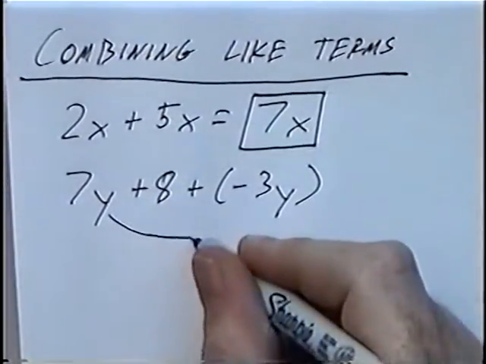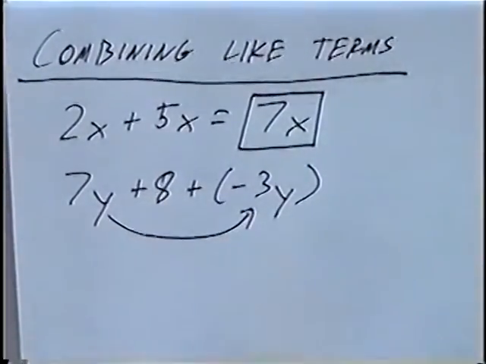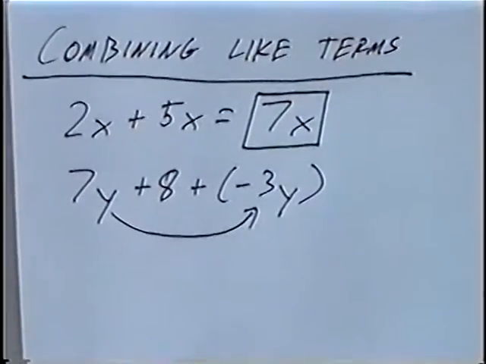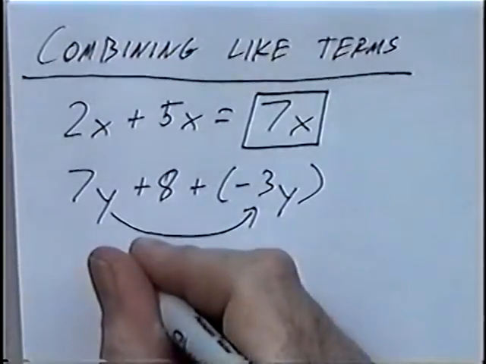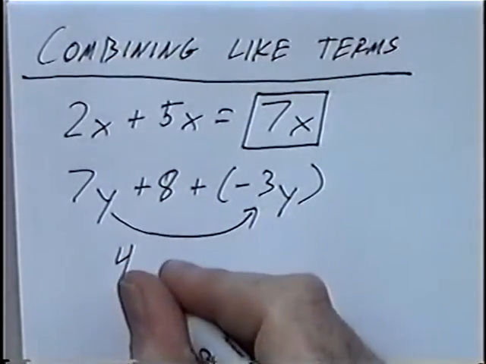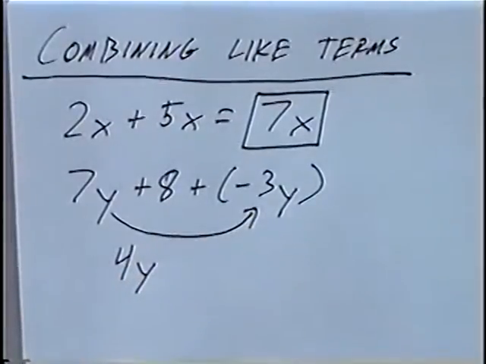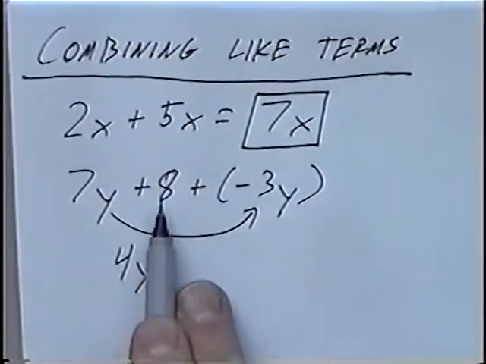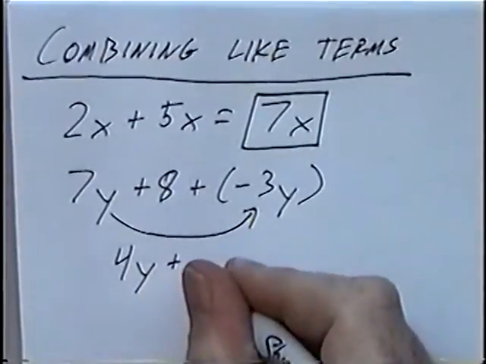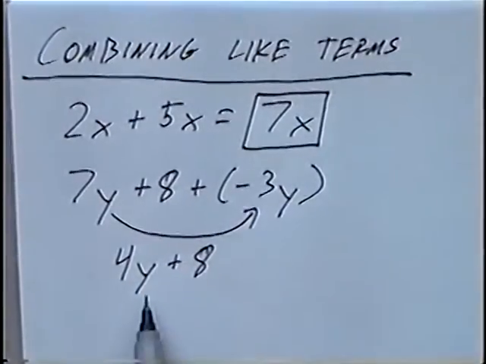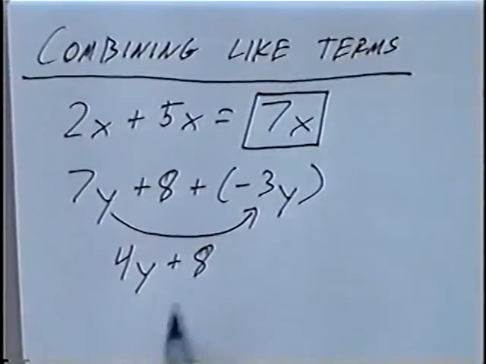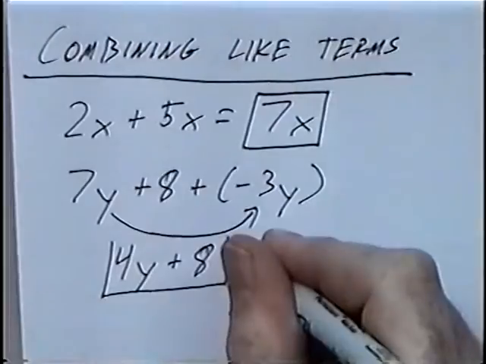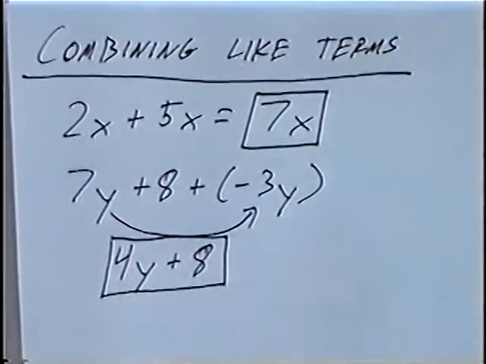We have 7y and a negative 3y. When we combine those, the coefficients or numbers we can combine. 7 minus 3 would be 4. The like term or variable stays the same, 4y. And the plus 8 would remain the same in our answer. Variables and numbers we cannot combine. They are not like terms. They do not have the same variable. So our final answer would be 4y plus 8.